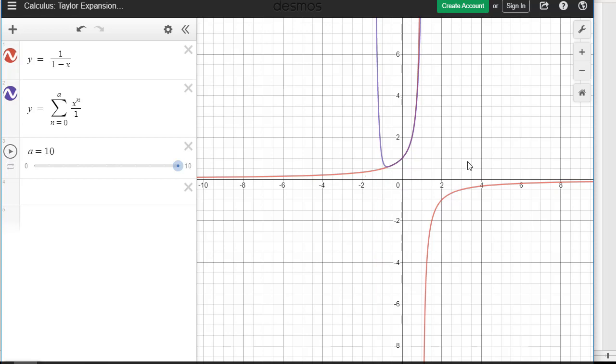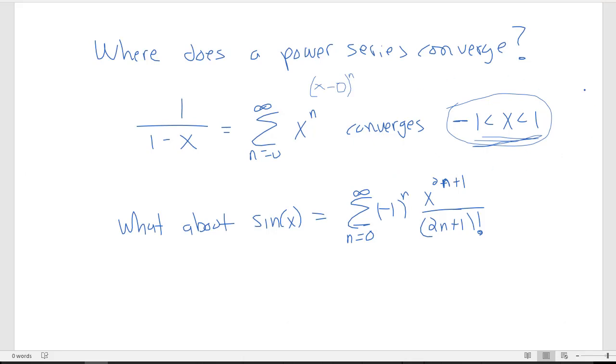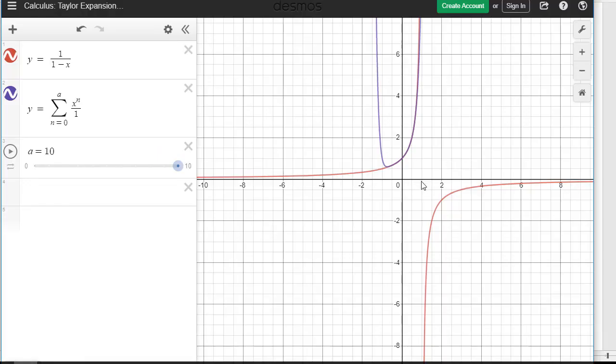And remember, the interval of convergence was only -1 to 1. So this infinite polynomial is only going to approximate this function in that interval. Between 1 and -1, we're getting very good approximation. Outside that interval, it's a divergent series, so it doesn't approximate the function very well. Now, how useful is that? That's a question we're going to answer later.